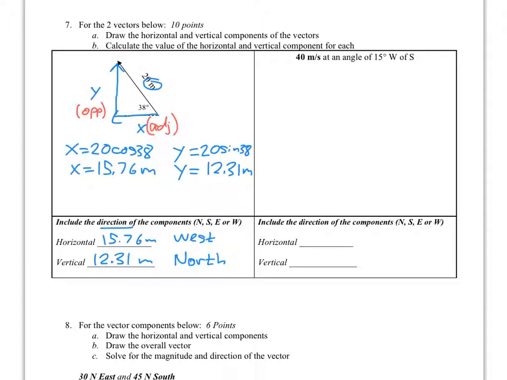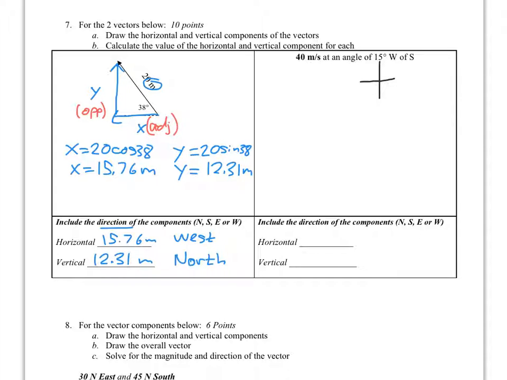Alright, moving on to my other vector here, this 40 meters at an angle of 15 degrees west of south. So this one we're going to go ahead and have to draw. So maybe you draw that northeast, southwest little coordinate system there off to the side if that's beneficial to you. Maybe you're at the point where you can just draw it.